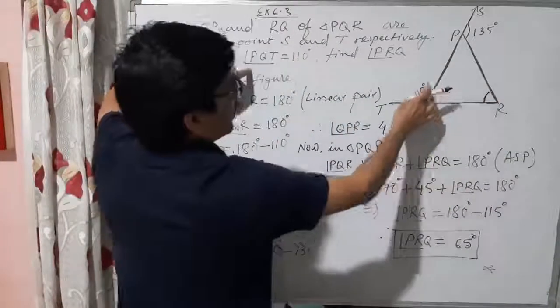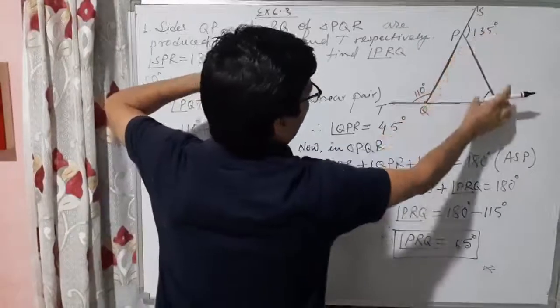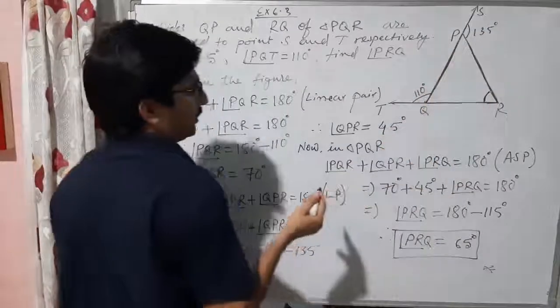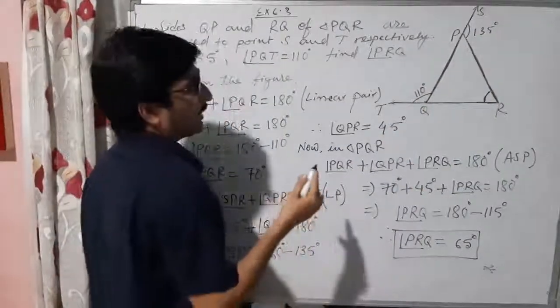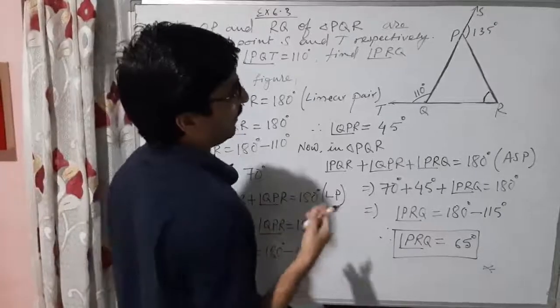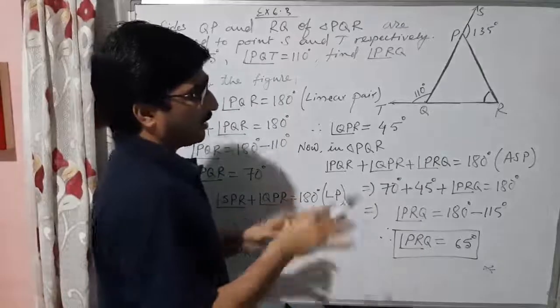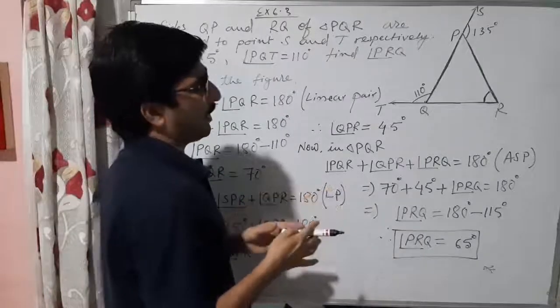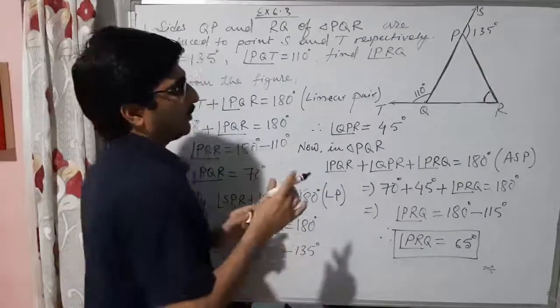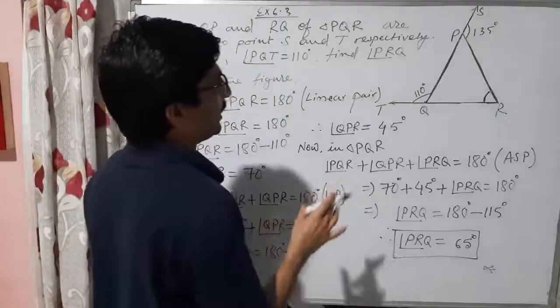This exterior angle is given. This exterior angle is given. We will find out this. Now how we'll do this? Check. This can be done by two patterns. One is by using the exterior angle property, and another one is by using angle sum property and linear pair. So I have used only linear pair and angle sum property.